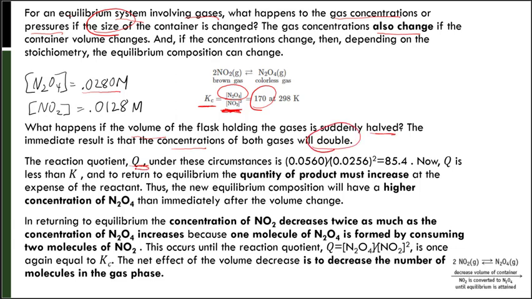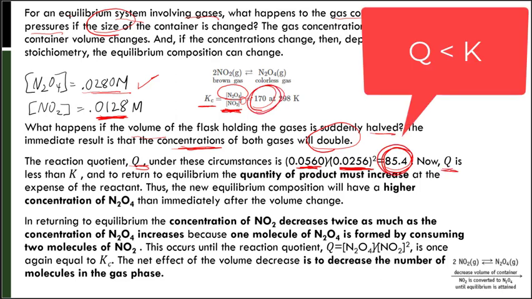The reaction quotient under those circumstances, if the concentrations double: if I double my numerator, 0.028 to 0.056, that's double. And if I double my denominator, 0.0128, I still have to square it. So 0.0256 squared. My Q becomes 85. So Q is now less than K.